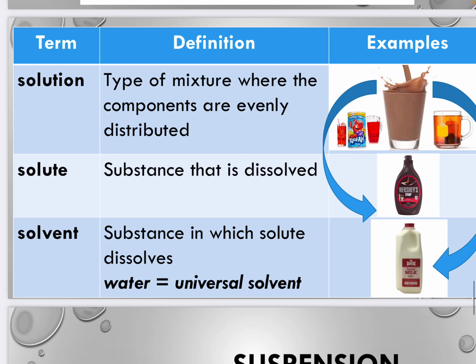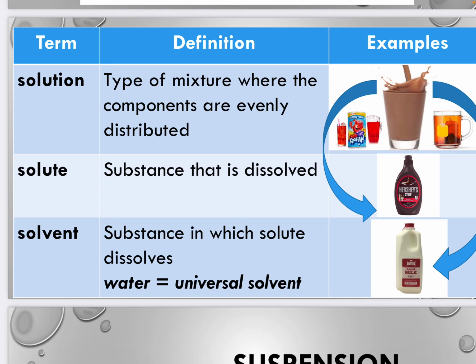Now here are some special types of mixtures. One of them is called a solution. A solution is where when you mix in the components, they mix up so well together that you can't see them. You can't see them separate. So those are things like Kool-Aid and chocolate milk and tea.